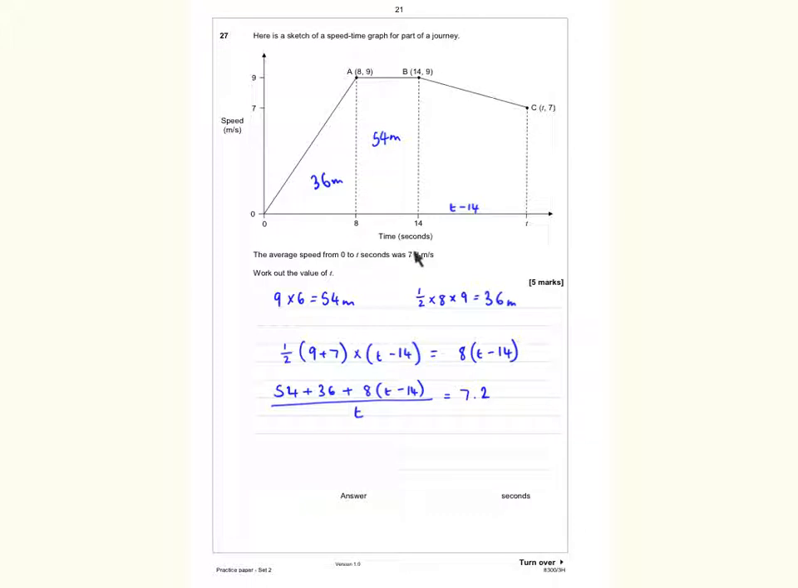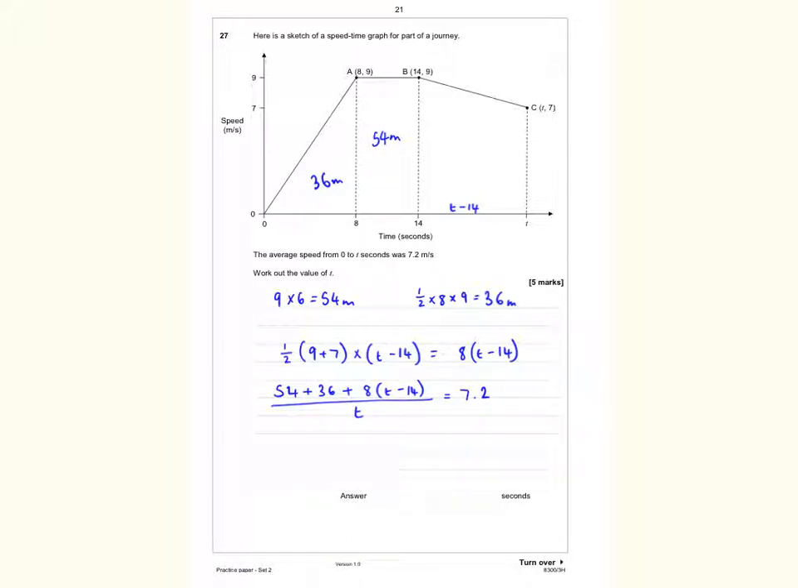Okay, and that information, by them telling us the average speed from 0 to t seconds was 7.2, that is our equal sign, 7.2 goes there. Okay, and average speed is distance divided by time. Now what I have is an equation with the unknown t. I can rearrange this and then solve it for t, and that will give me the value of t.